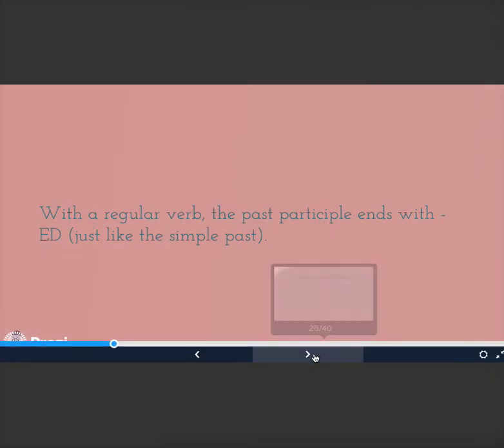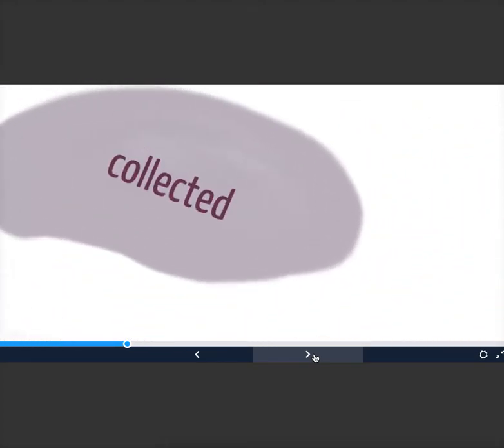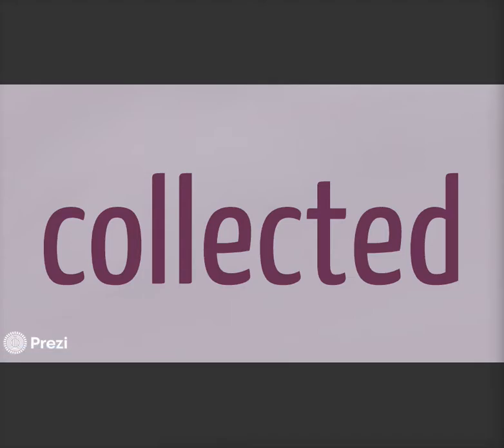So I am going to show you some examples. Please take note of the verbs. Collected. What is the meaning of this verb? What is collected? Colectar. Recolectar.